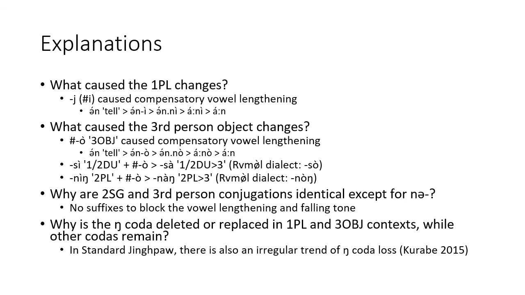The second person singular and third person conjugations are identical because there are no suffixes to block the vowel lengthening and falling tone processes, and the ng coda deletion can be explained possibly by the fact that in standard Jingpo there's also an irregular trend of ng coda loss, so it would be worth comparing those two languages.